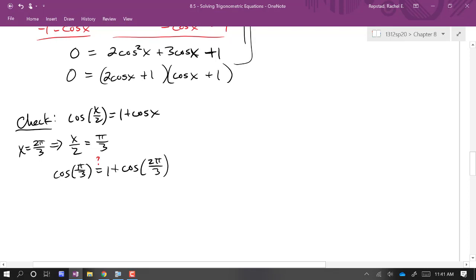So cosine of pi over 3, you can use the unit circle or your calculator. Cosine pi over 3 is a half. 1 plus, on the other side, cosine of 2 pi over 3, cosine of 2 pi over 3 is negative a half, and in fact, 1/2 is equal to 1/2. So that checks out.